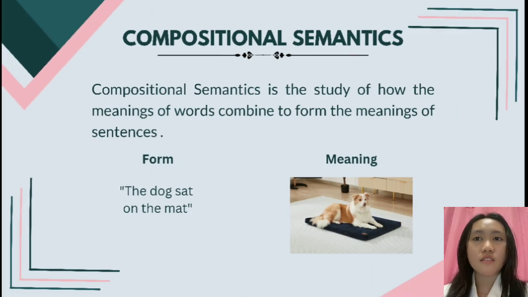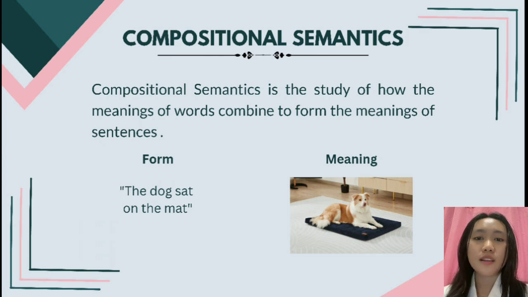Another type of semantics is the compositional semantics. Compositional semantics is the study of how the meanings of words combine to form the meanings of sentences. It is a field of linguistics that focuses on how the meanings of phrases or sentences are built from the meanings of their individual words.